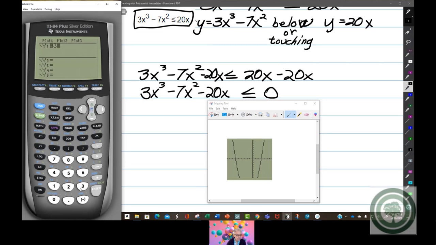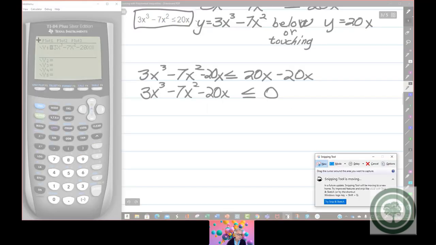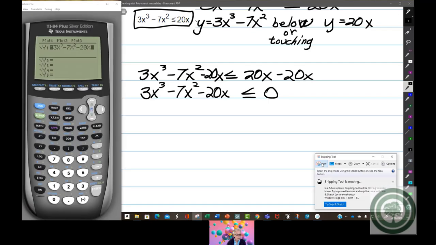All right, here we go. 3x to the third minus 7x squared minus 20x. Okay. Right, that's what we're doing now. Graph. Okay. There's our graph in its raw form.